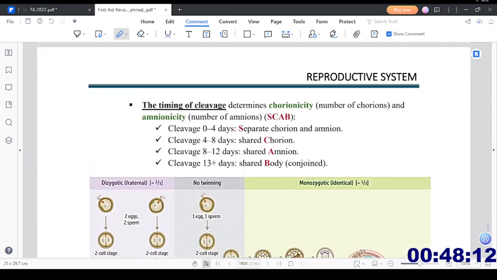The timing of cleavage determines the chorionicity, that is the number of chorions, and amnionicity, that is the number of amnions. It is the mnemonic SCAB: cleavage at 0 to 4 days gives separate chorion and amnion. Cleavage at 4 to 8 days gives a shared chorion. Cleavage at 8 to 12 days gives a shared amnion. And cleavage at 13 plus days gives a shared body, or conjoined twins.